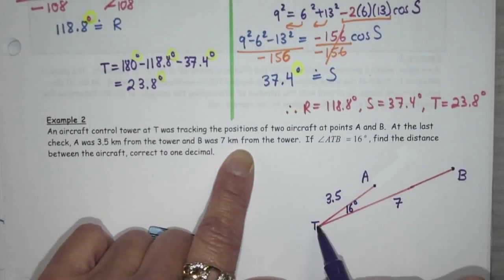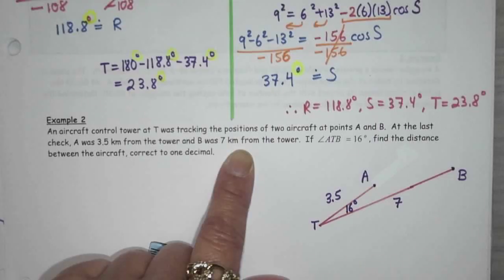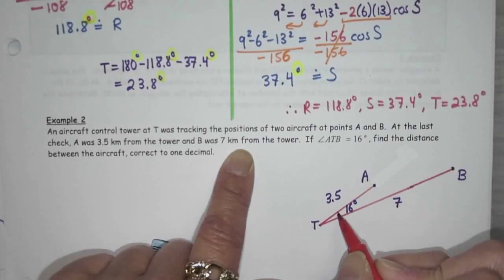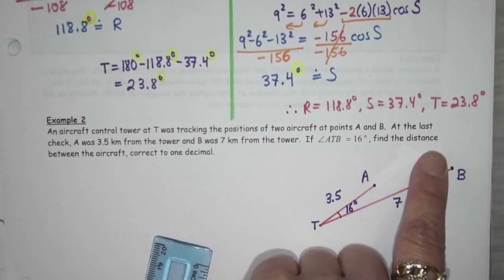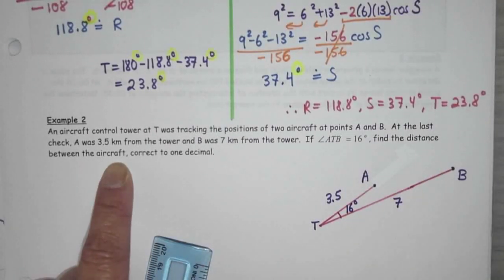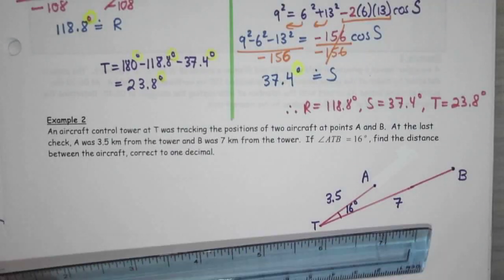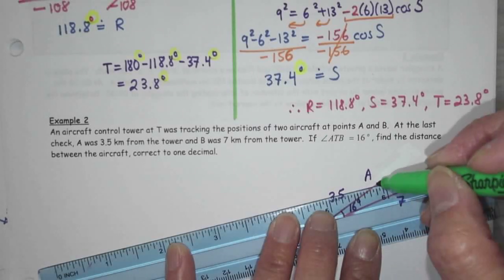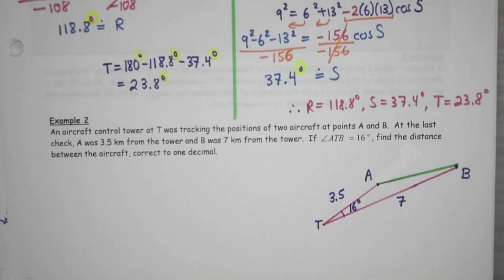Does that make sense? We have 2 airplanes, and the person in the tower is here looking at them. A to T to B is 16, so this angle here is 16. Find the distance between the aircraft. So A and B are the aircraft, correct to 1 decimal. So I'm looking for this distance. That's the distance I'm looking for. Right, so draw a diagram. Usually we always ask you to draw a diagram whenever possible, that way we can follow your answer. So always just get in the habit of drawing a diagram.